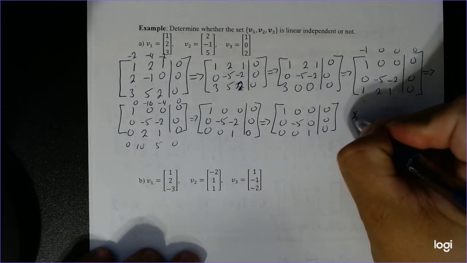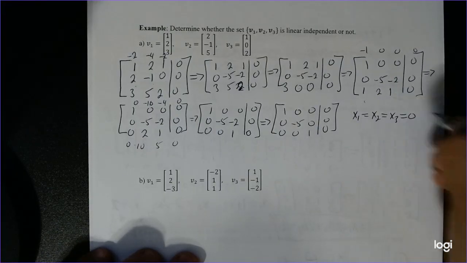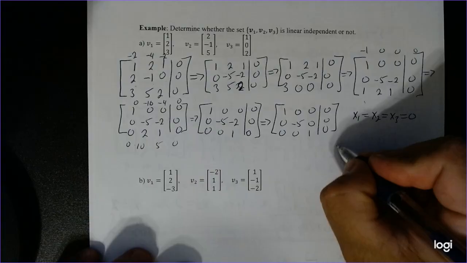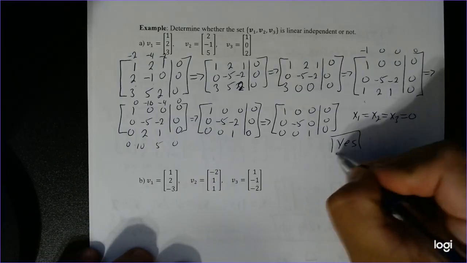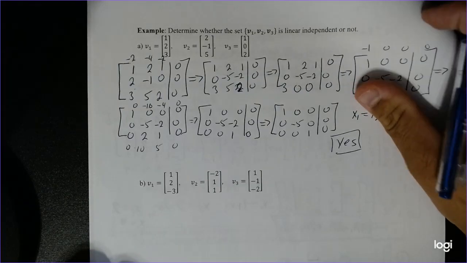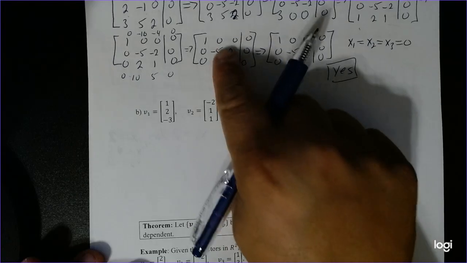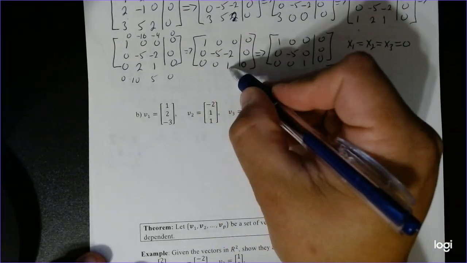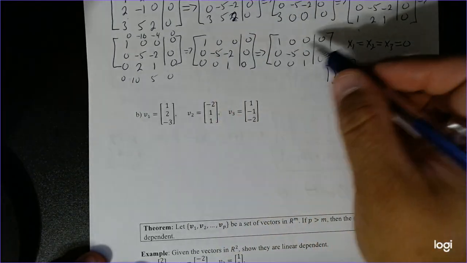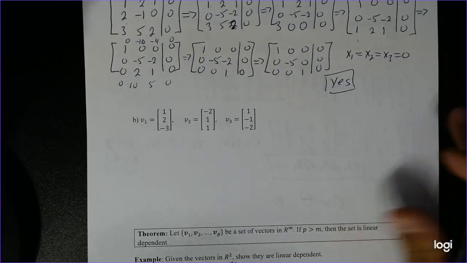So we know that x1 all the way to x3 equal 0. So this will be a yes. These vectors are linearly independent of each other. And as you can see, you can stop somewhere at some point. You don't have to go through the whole process. For example here, you can cancel that off. You don't have to do the initial step, but it's good practice for solving matrices.